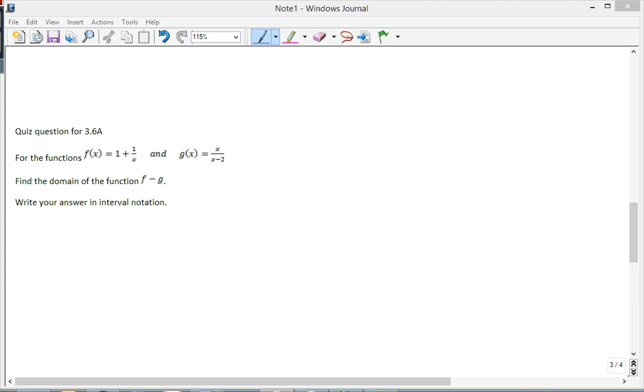I don't even know how you would necessarily write it. Well, just don't write the function. Just write the domain in interval notation.